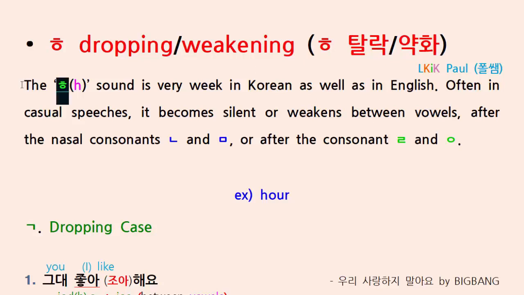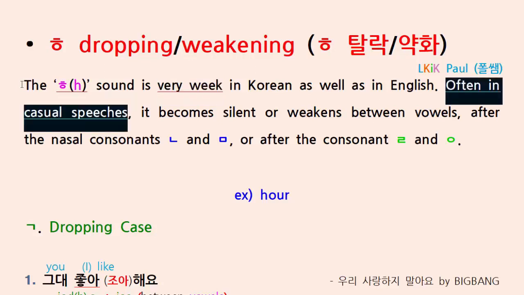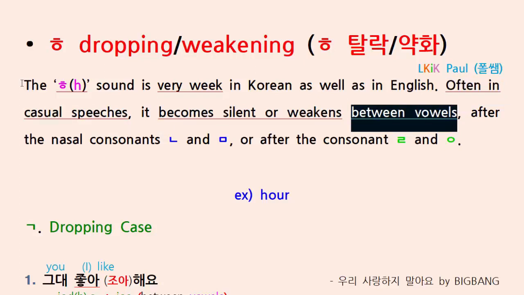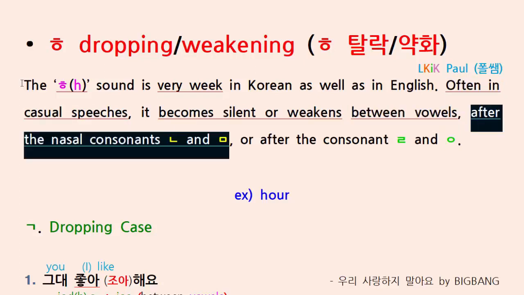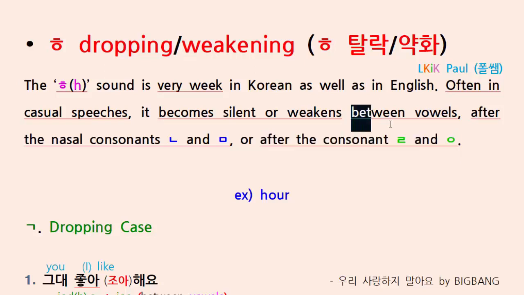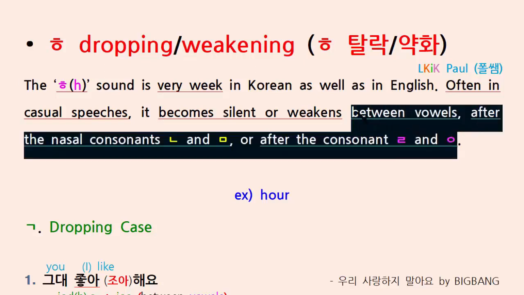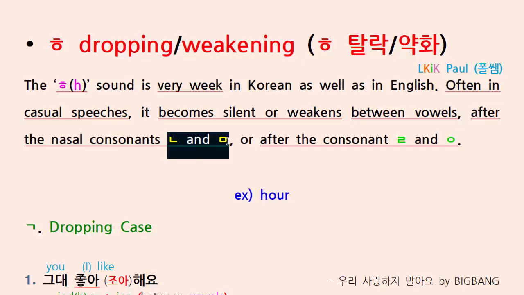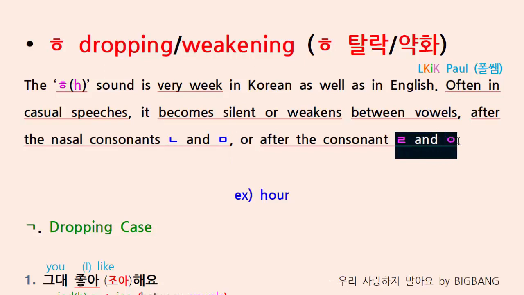The heat sound, H sound, is very weak in Korean as well as in English. And often in casual speeches, the heat sound becomes silent or weakens when it is placed between vowels, after the nasal consonants 니은 or 미음, and finally after the consonant 리을 or 이응. So mark these three cases and remember them. The first one is between vowels. The second one is after the nasal sound 니은 and 미음, and the last one is after the consonant 리을 and 이응.